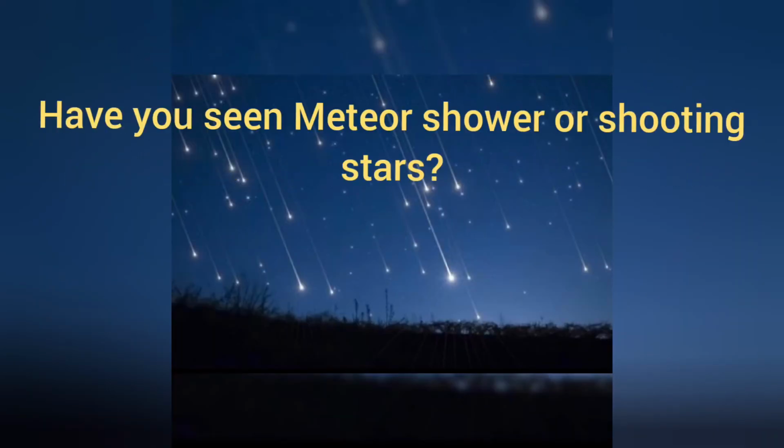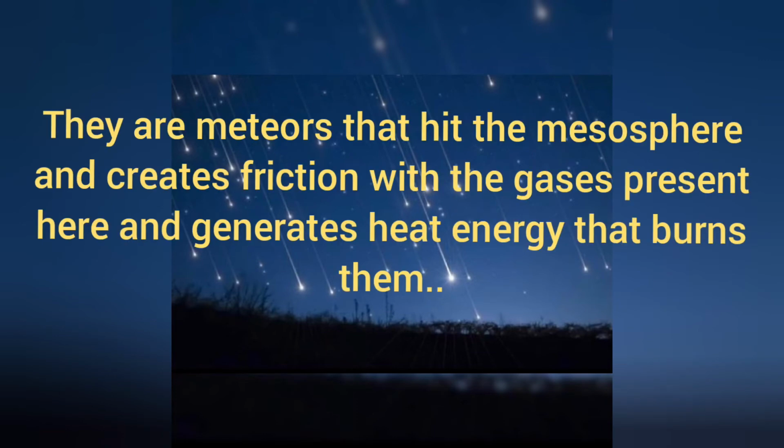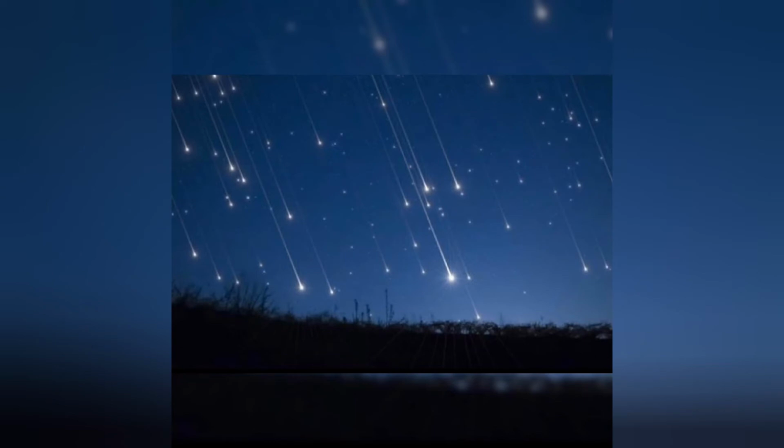And have you seen a meteor shower where the meteors burn up and streak across the sky? Some people call them shooting stars. They are basically meteors that burn. As meteors fall, they make their way through the exosphere and the thermosphere, but when they reach the mesosphere, which has gases enough to cause friction, they generate heat which burns the meteor, thus causing shooting stars.